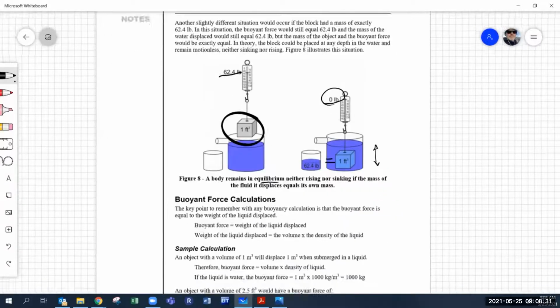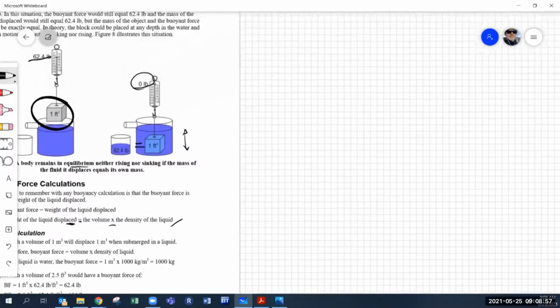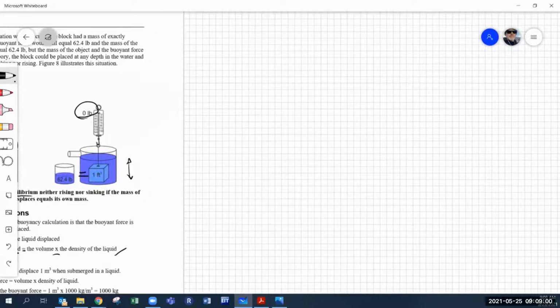So let's remember now that buoyant force is equal to the weight of the displaced liquid. The weight of the liquid displaced equals the volume times the density of the liquid. And then they give you some examples, but you can look at those examples yourself. I will give you different examples. So let's have a look at some of these examples.